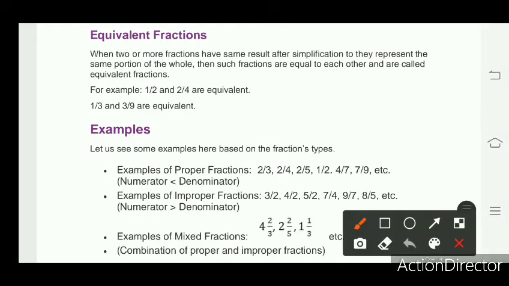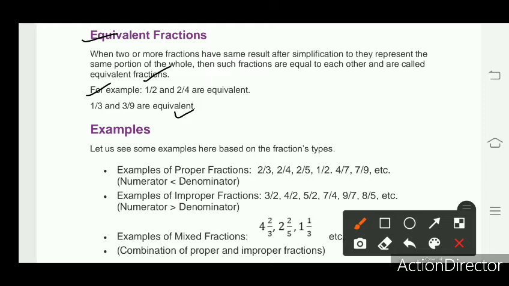So dear students, we already discussed equivalent fractions in our previous class, but here we discuss this topic again. When two or more fractions have the same result after simplification, so they represent the same portion of the whole, then such fractions are equal to each other and are called equivalent fractions. For example, 1 upon 2 and 2 upon 4 are equivalent, and 1 upon 3 and 3 upon 9 are equivalent. Why are these two fractions equivalent here?